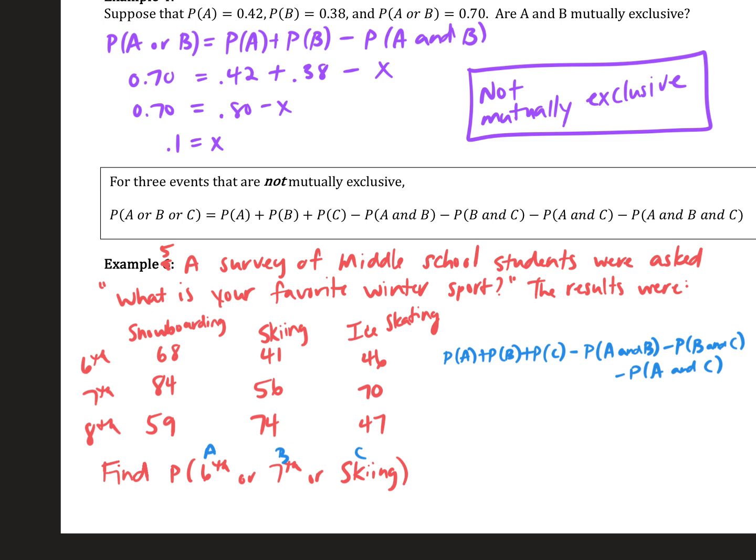Does everyone not understand that, or is everyone okay with that? Do you have to do the A and B and C? Oh, yes, thank you.